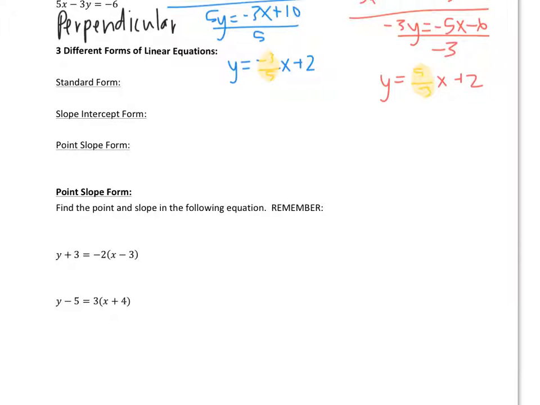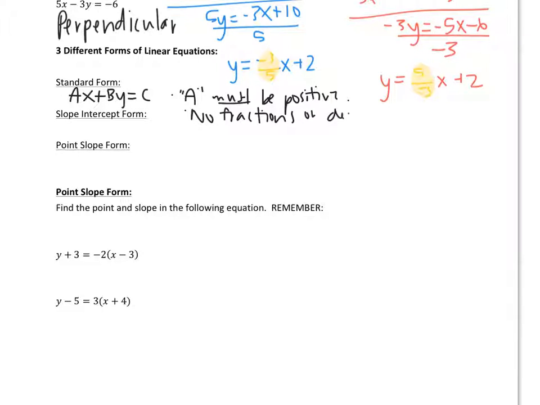Okay, now let's move on and look at the three different forms of linear equations. Standard form is ax plus by equals c. A couple of rules on standard form: the a term must be positive, so that coefficient must be positive. We also cannot have any fractions or decimals in standard form. So a couple of rules, and we'll look at a few examples of that in class.